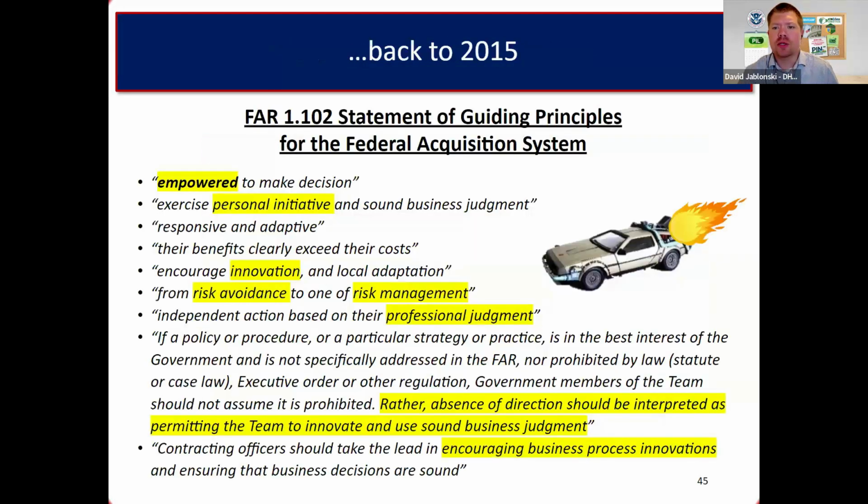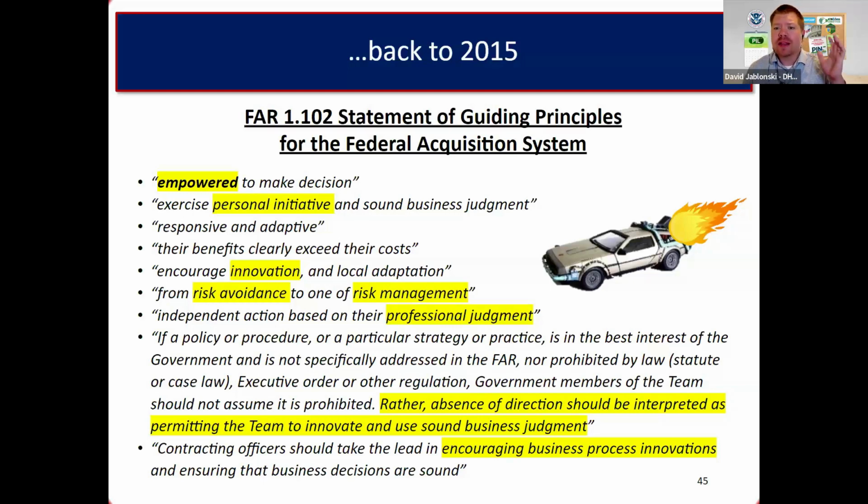And let's hop in our time machines and go back to 2015 when the PIL was founded. Let's talk about why we were founded a little bit. Back in 2015, we did a survey of the DHS acquisition workforce, and we found that over 76% of the workforce were not innovating or trying anything new as part of the procurement process due to fear and cultural resistance.